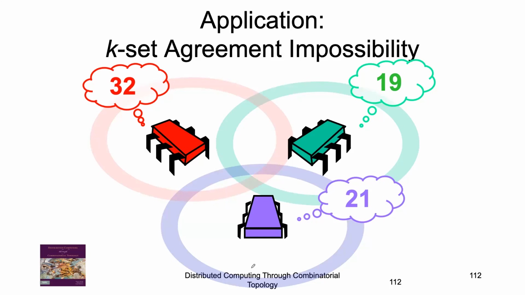So remember, we discussed set agreement. Now we discuss k-set agreement, which is just a small generalization of set agreement. Remember, in the exercise, for a specific model of computation, we showed that set agreement can be solved, consensus cannot be solved. But in fact, consensus and set agreement are both special cases of what we call k-set agreement. Now, in this case, we have 3 processes having distinct inputs, 19, 21, and 32.